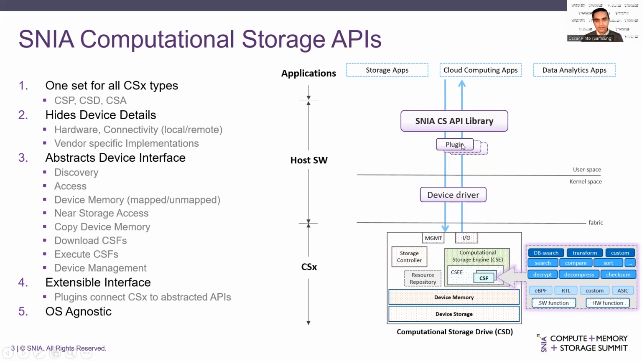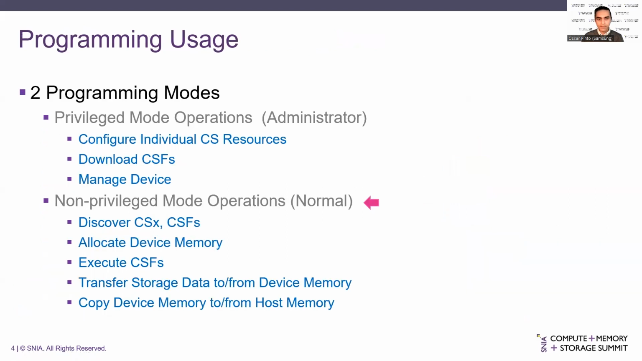Now, this interface is extensible because you use one set of APIs using this plugin interface, and this plugin is the magic that maps it from the abstraction to your device-specific implementation. Also, we have kept these APIs as abstract as possible, so that they could be implemented on any OS. That is, they are agnostic to your specific OS implementation. From your programming perspective, we have two programming modes, basically privileged mode operations and non-privileged mode operations.